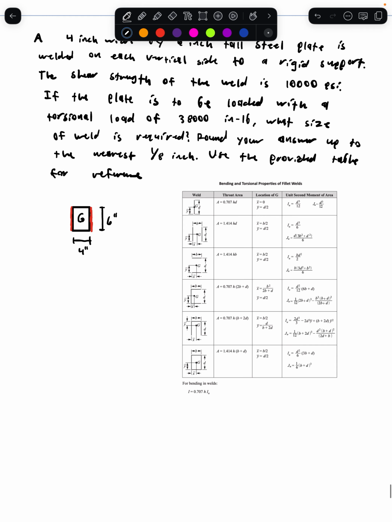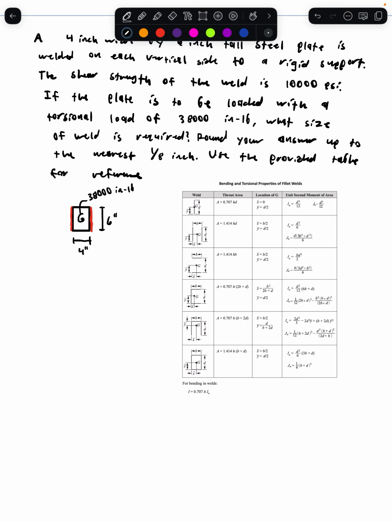Okay, so this is actually part of this table. It spills over onto a second page, but this is the relevant one. We need to know basically how thick that weld bead needs to be. So we're loaded here in torsion, which is going to be 38,000 inch-pounds.